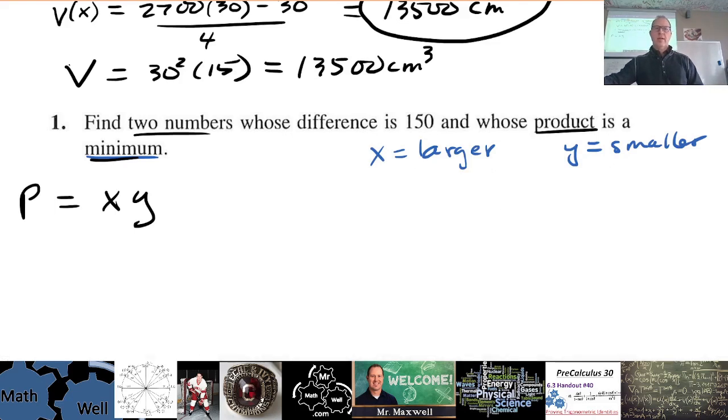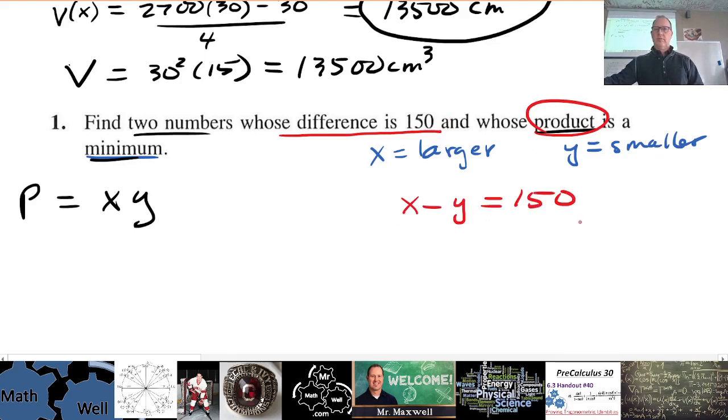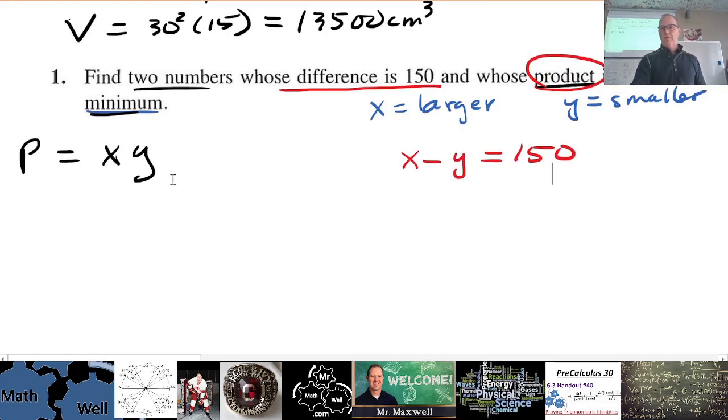So the secondary information is always going to be two bits of information, something that you have to optimize and something that gives you sort of the parameters for the variables. So x minus y equals 150. The difference between the larger and the smaller is 150. Okay. Now, I want to minimize the product, and so I need that just in terms of one variable only. So I'm going to go back over here, and I usually like solving for y because I like x as my input variable. It's usually what happens. So x minus 150 equals y. That's how this simplifies over here.